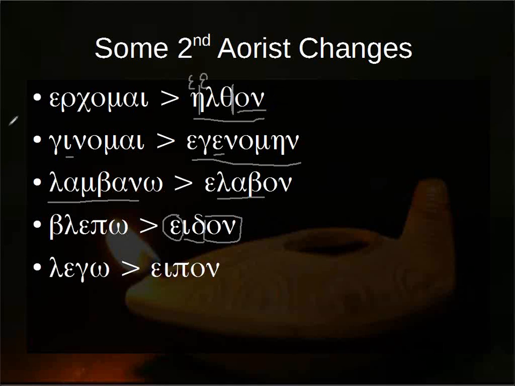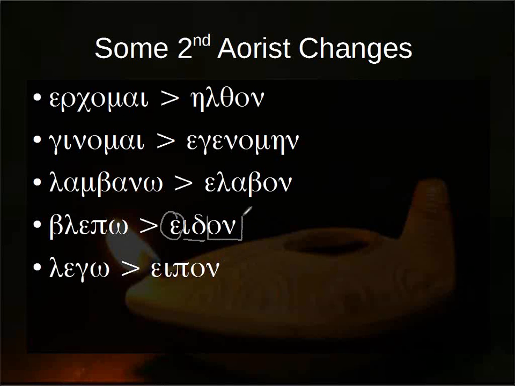Let me erase all this so that we won't have major chicken scratch going on. Okay, let's go back to blepo. The second aorist form for blepo is adon. The iota delta is your stem in the second aorist. This epsilon is that augment. The omicron nu is the verb ending, all right?